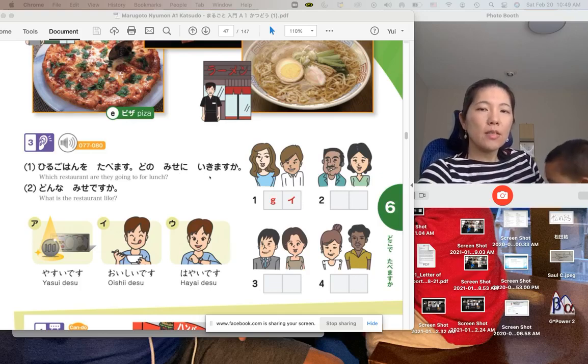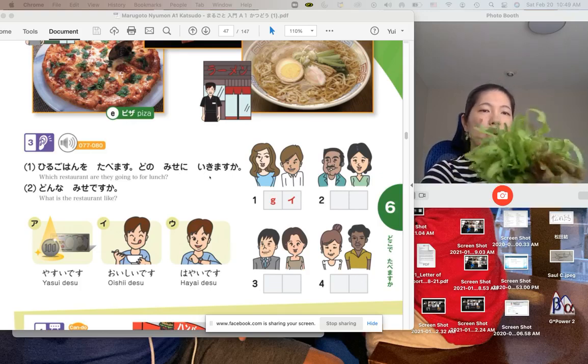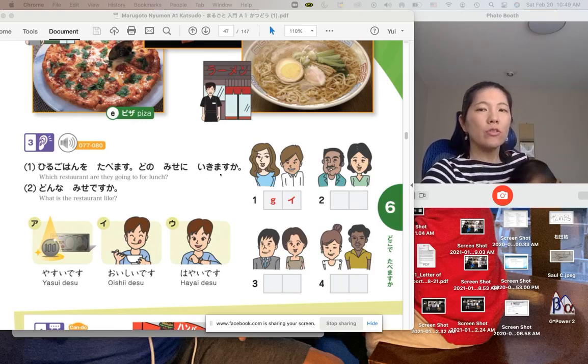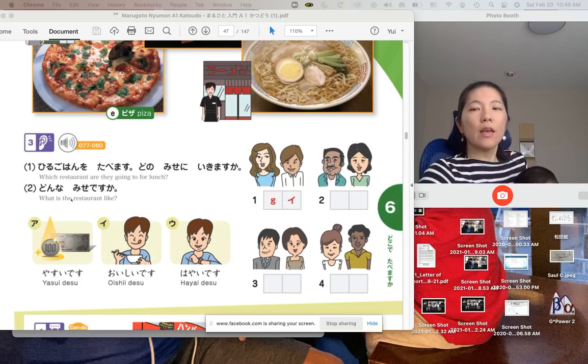行きます is 行く, making it polite. 行きます, to go, and then the question. So which store do they go to? A restaurant. Number 2, どんな店ですか? What is the restaurant like? Or how is the restaurant? So describing some things. Let's see how that looks.